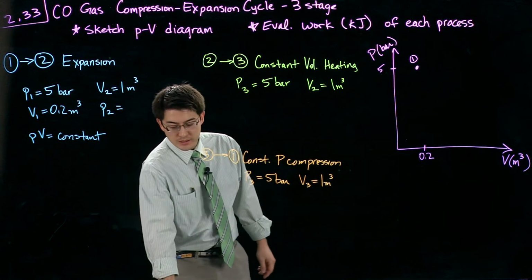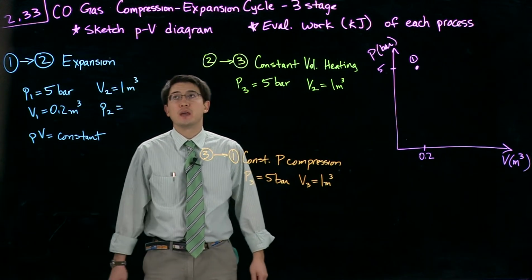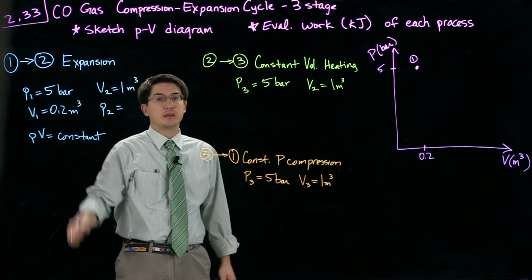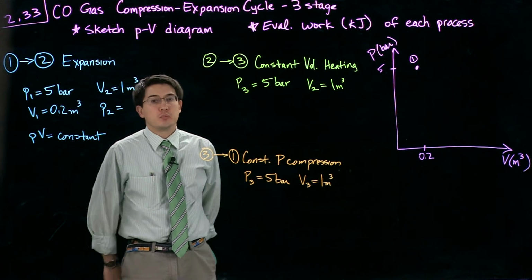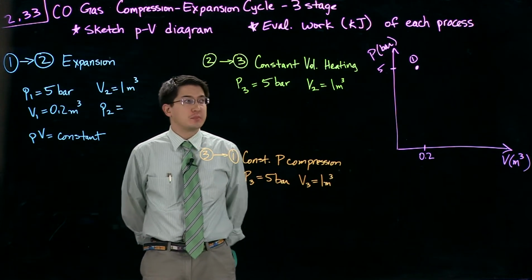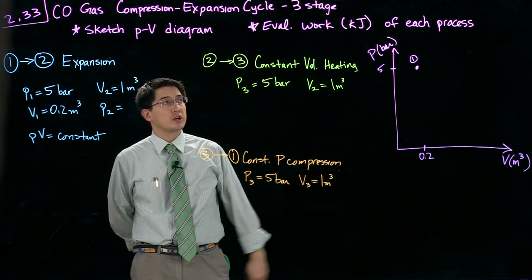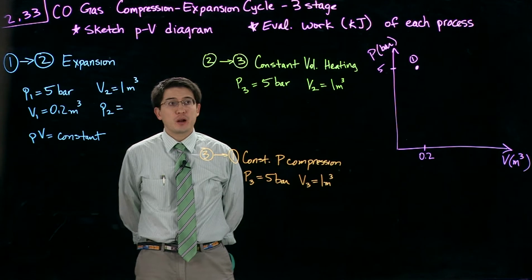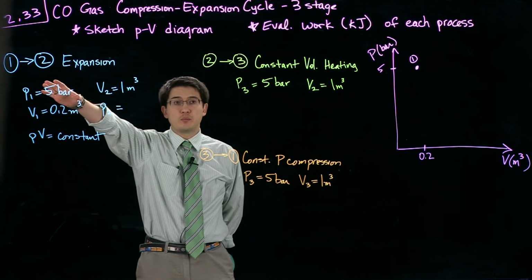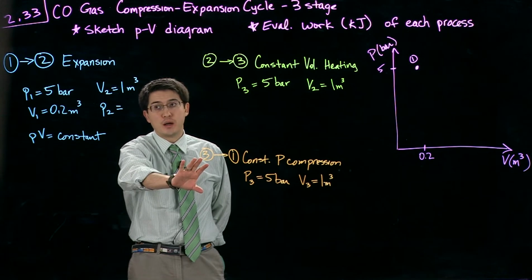We're going to do a cycle example here. This is problem 33 in chapter 2. We have carbon monoxide gas being compressed and expanding. It has 3 states. The problem asks us to sketch the PV diagram, which we started over here, and to evaluate the work for each process in kilojoules. The 3 processes here are written out from state 1 to 2, state 2 to 3, and from state 3 back to 1.